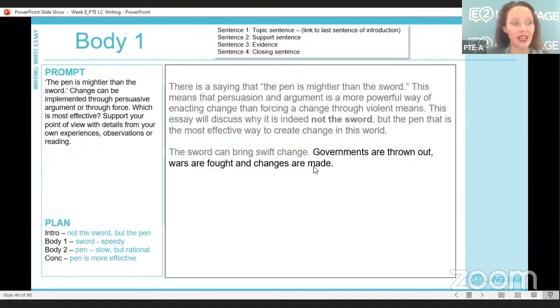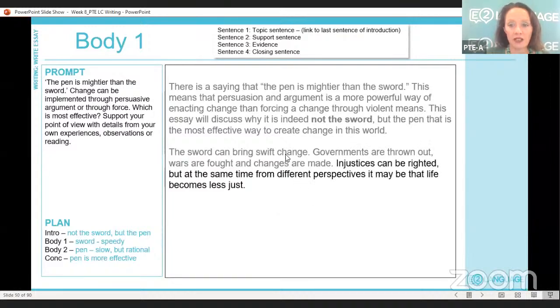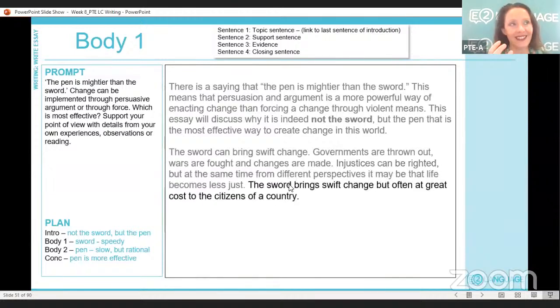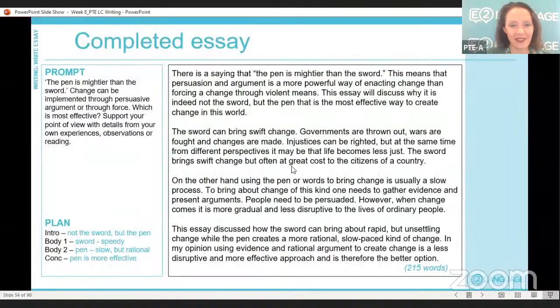So I guess if there was action and they removed a government because of something that happened, that would be very dramatic. Injustices can be righted, but at the same time, from different perspectives, it may be that life becomes less just. So when changes happen, it's very tangible. It's hard to change. The sword brings swift change, but often at great cost to the citizens of a country. So this is thinking of it in terms of nations, perhaps war and governments, but you don't have to focus on that. Okay, so let's see the completed essay.